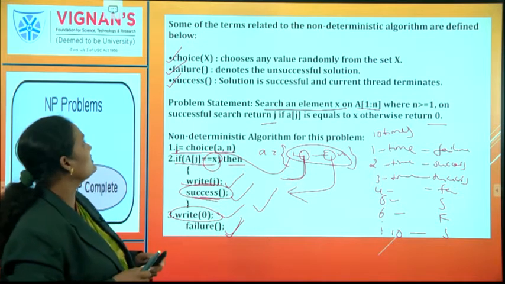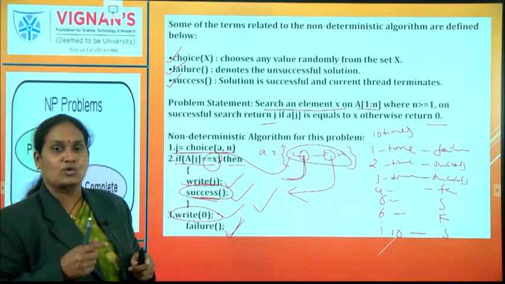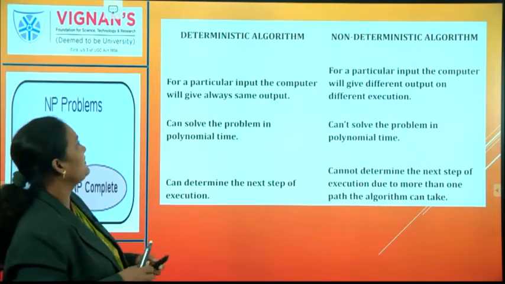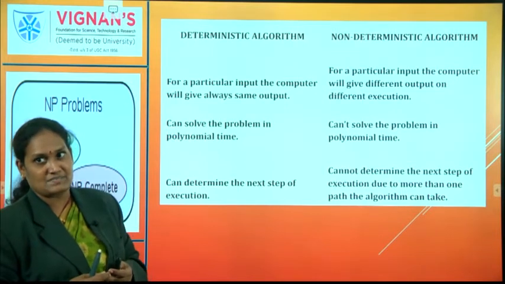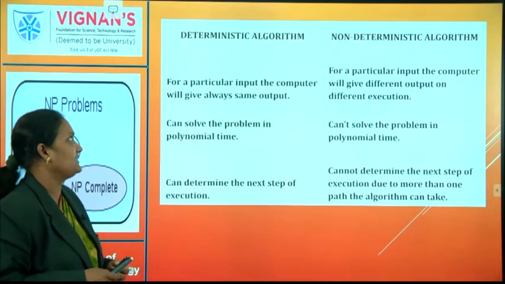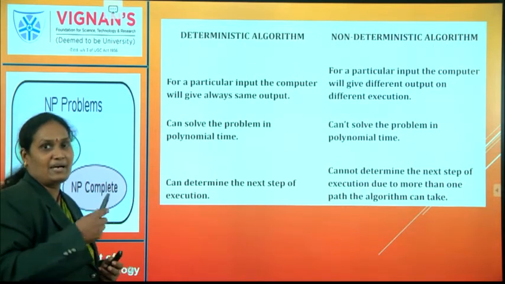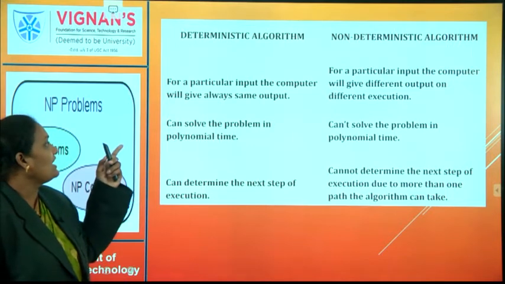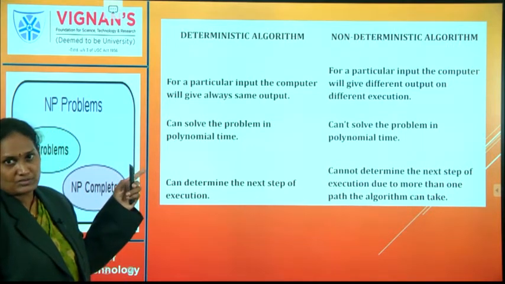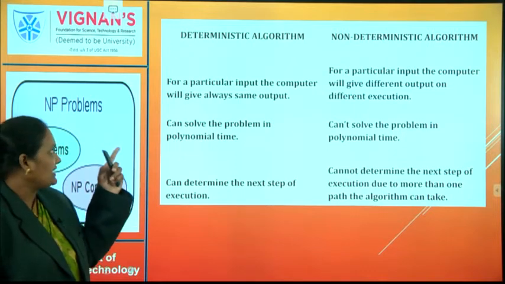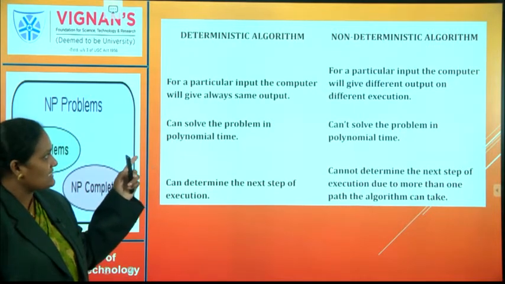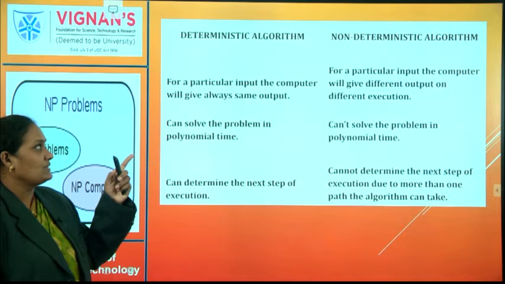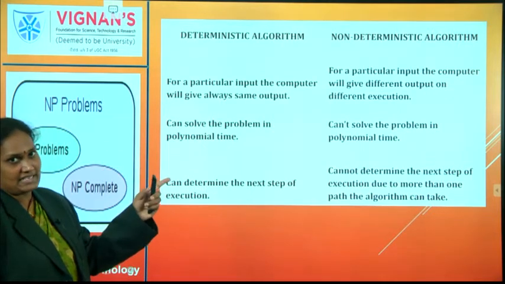So I hope you all understood what deterministic algorithms and non-deterministic algorithms are. Next we are going to see the differences between deterministic and non-deterministic algorithms. What we learned till now itself tells the comparisons between both. For a particular input, in case of deterministic algorithms, the computer will always produce the same output. But for non-deterministic algorithms, for a particular input, the computer will give different outputs on different executions.